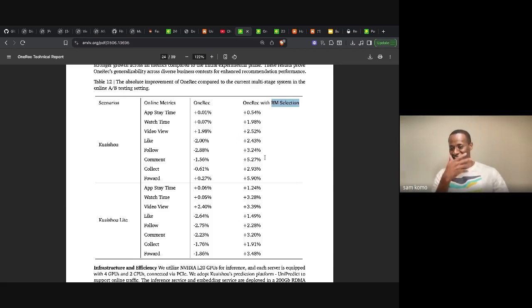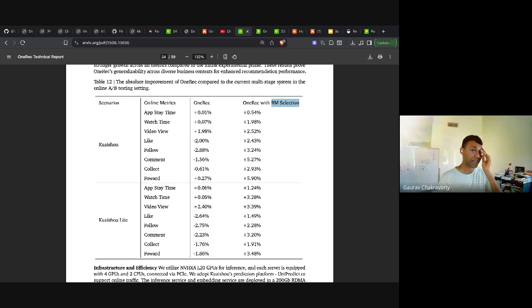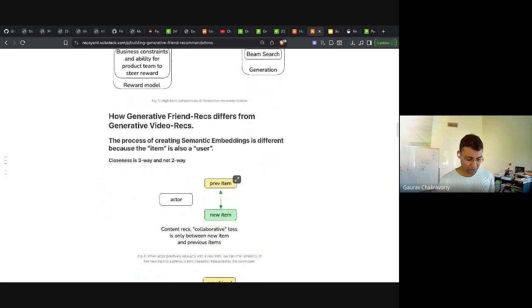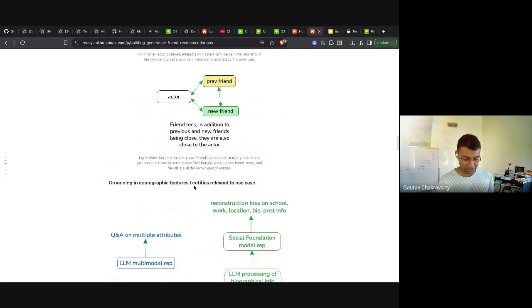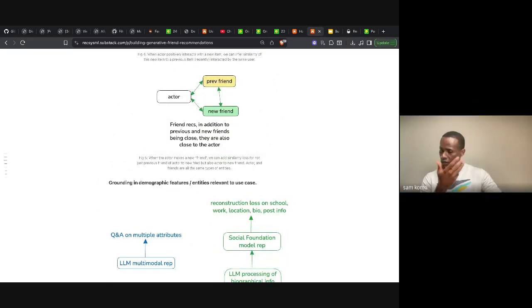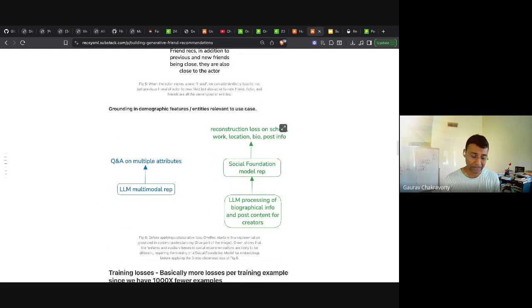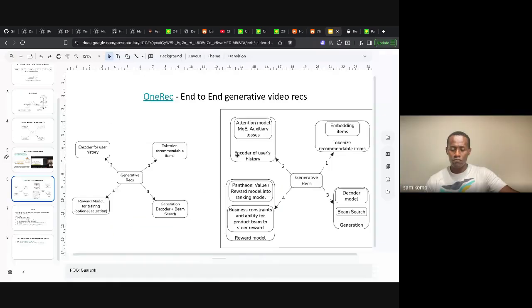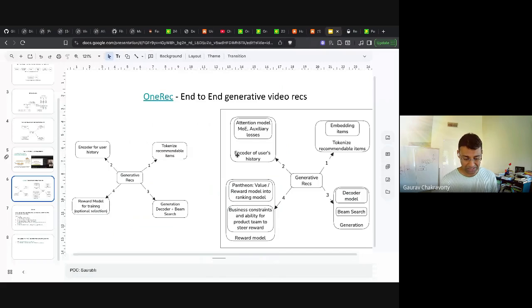But the reason I say it is because this can help us in devising our milestones. And I think for friend recommendation, go back to the blog, the minimum you need is to do this collaborative loss and all that. You need to tokenize for friending, that part for sure. I think another problem is overfitting, because we have very few examples, you should add more losses.